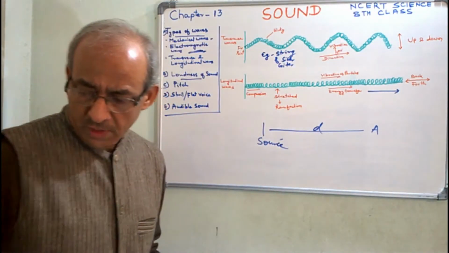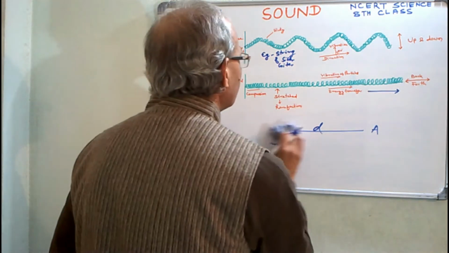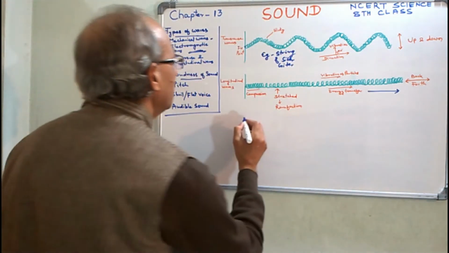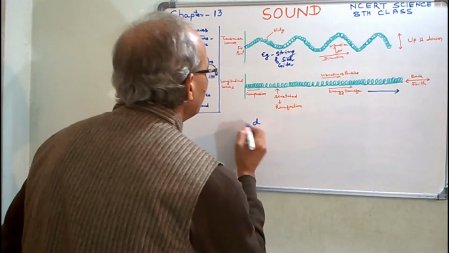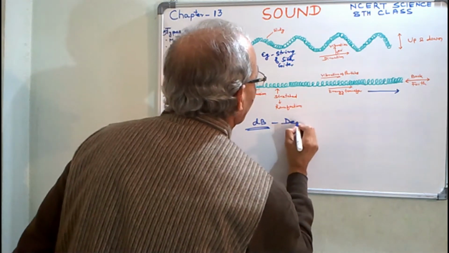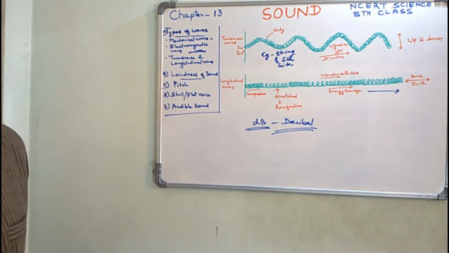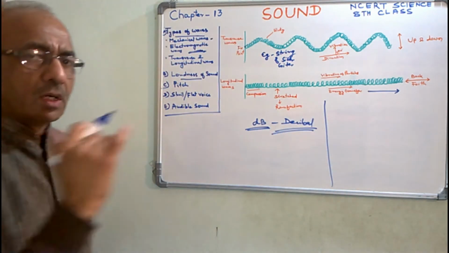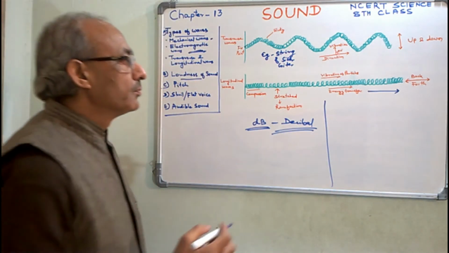Now, one thing we should know here that is very important. The loudness of the sound is measured in a unit called decibel. It is denoted by a small d and B. Decibel. The range of loudness in different situations we will study here.